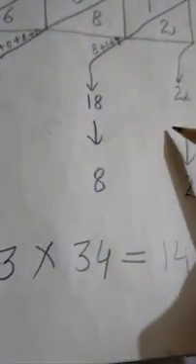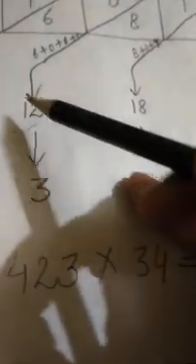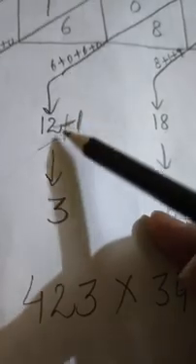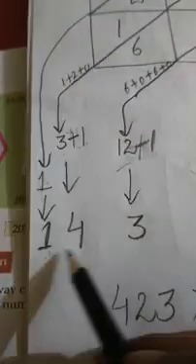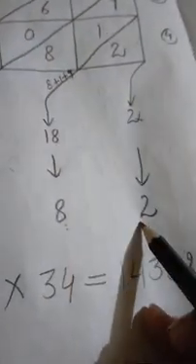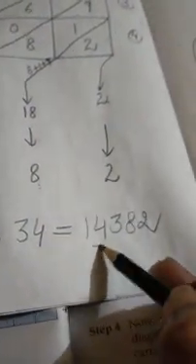So how will we find our answer? 2 will be written as 2. From 18 we will write 8 and 1 will be carried forward here. 12 plus 1, 13. From 13 we will write 3 only and 1 will be added to this 3. 3 plus 1, 4 will be there. Then this one will be 1. Then 1, 4, 3, 8, 2. We got 14,382 after multiplication. Now see one more example relating to this method.